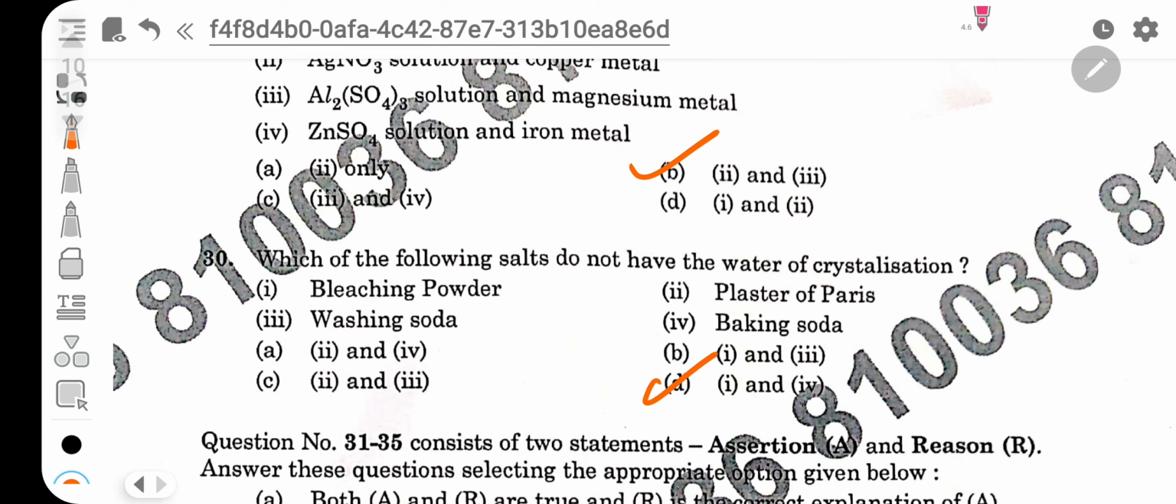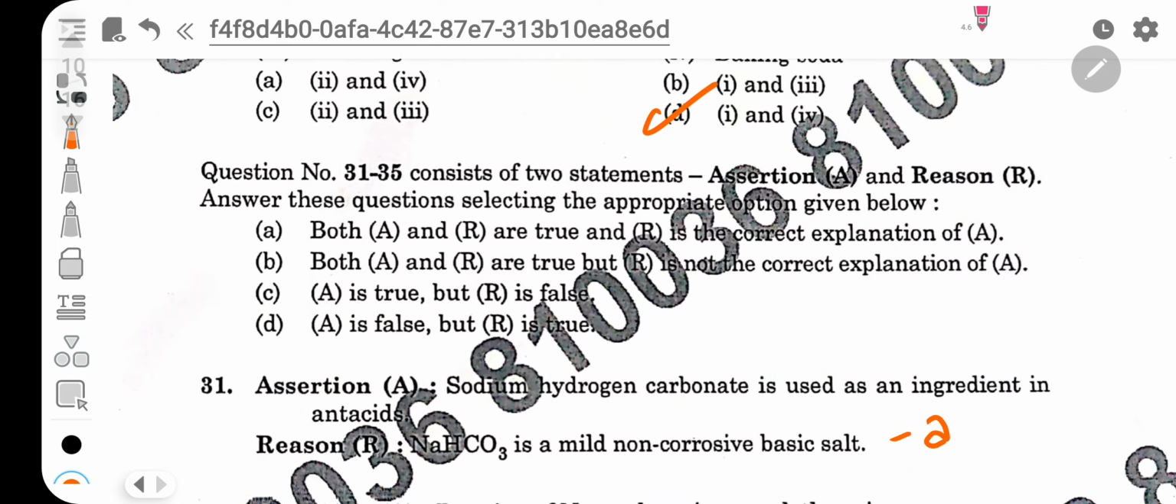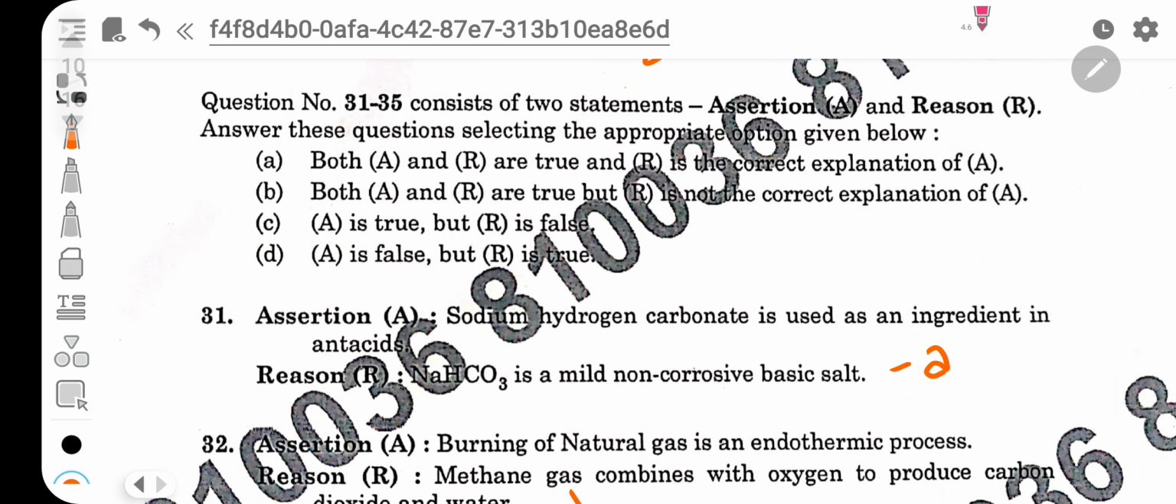So now question number 30. Question number 30 states: which of the following salts do not have the water of crystallization? Bleaching powder, CaOCl2, does not have the water of crystallization. Baking soda, whose chemical formula is NaHCO3, also doesn't have the water of crystallization, so the answer will be 1 and 4.